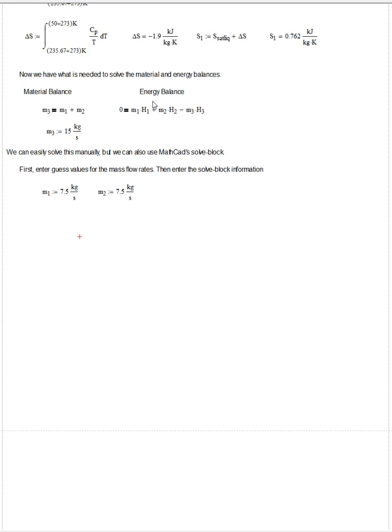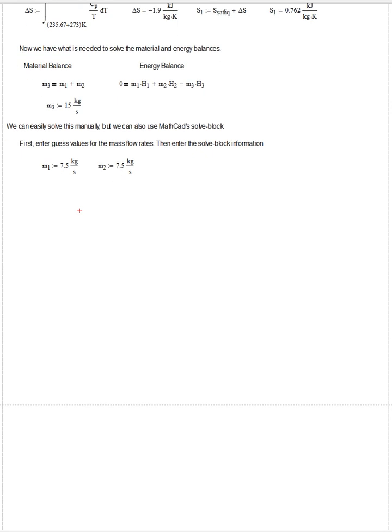To do that, the first thing you do, whether you're doing this in Excel Solver or however you want to do it, is that a lot of these solver routines need an initial guess. I know it's not going to be a 50-50 split, but let's just do that to make it easy. We have a total mass flow rate of 15 coming out, so let's just say we have 7.5 kilograms per second coming in.